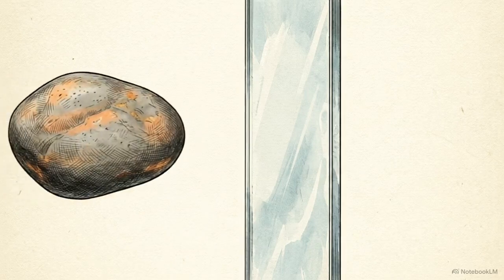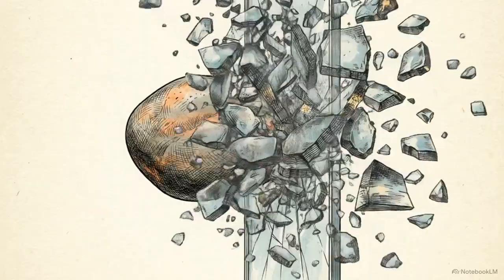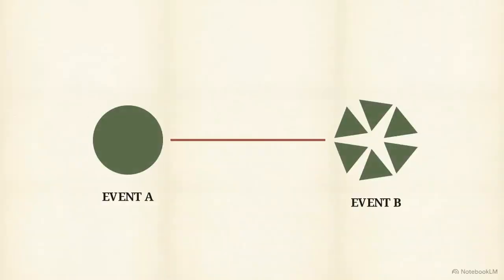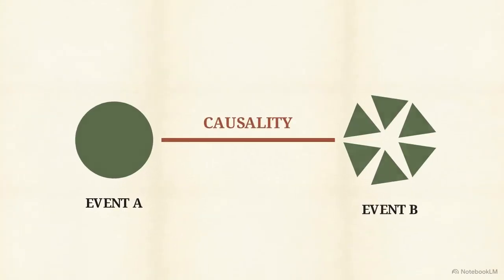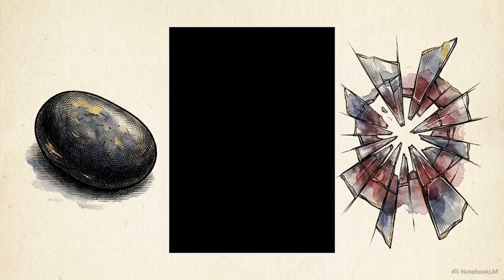When a stone hits a glass window and shatters it, we see a sequence of events. We observe the stone's flight and the glass breaking, and our brains instantly link them. But look closer. You can see the object and the result, yet the actual causality connecting them is invisible.